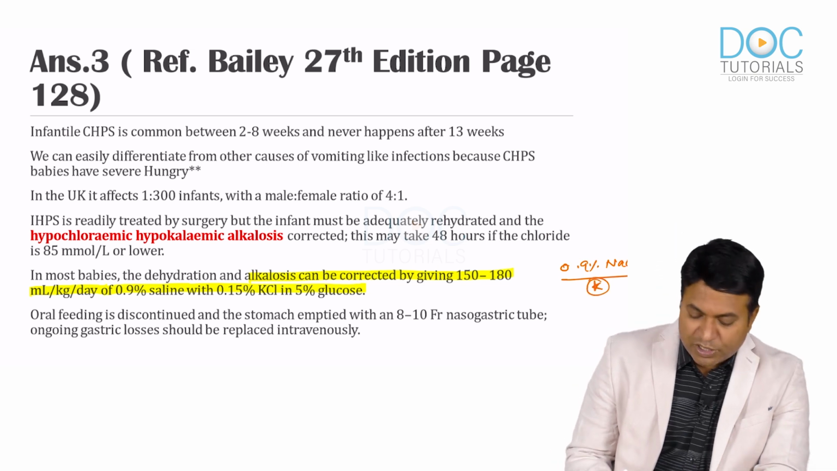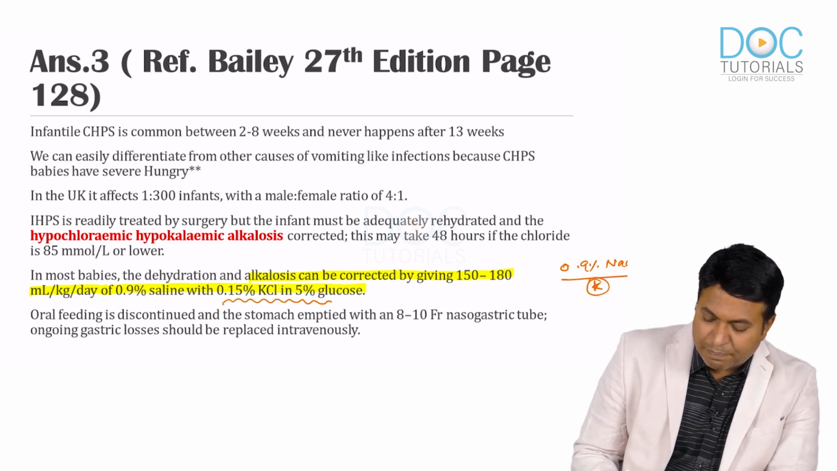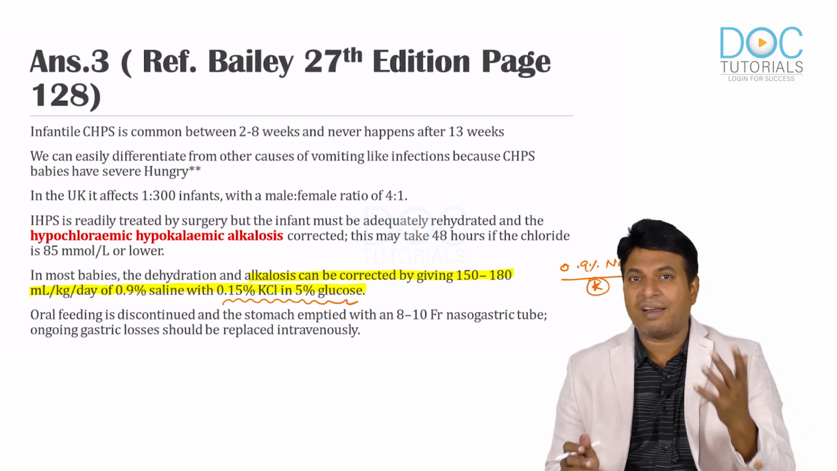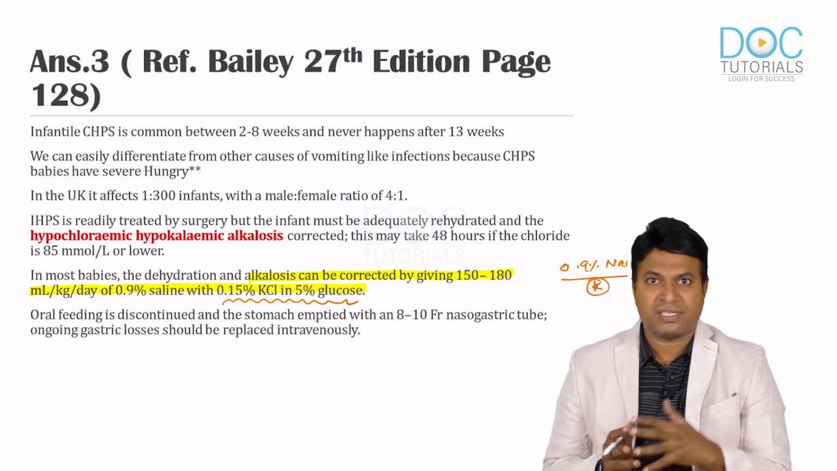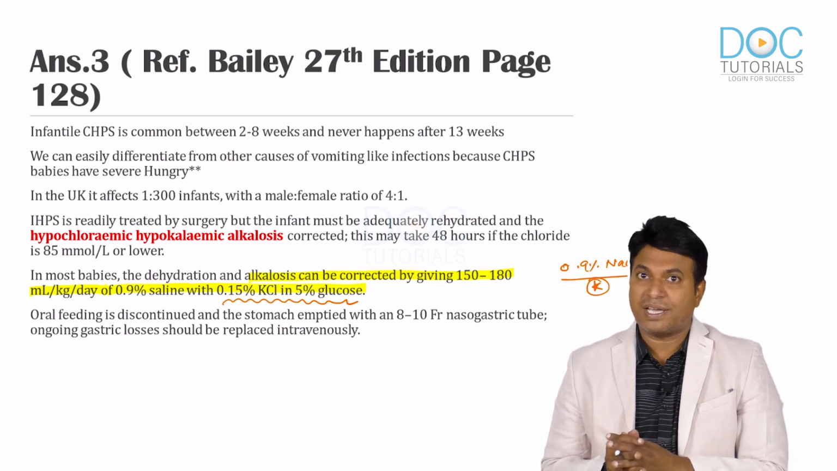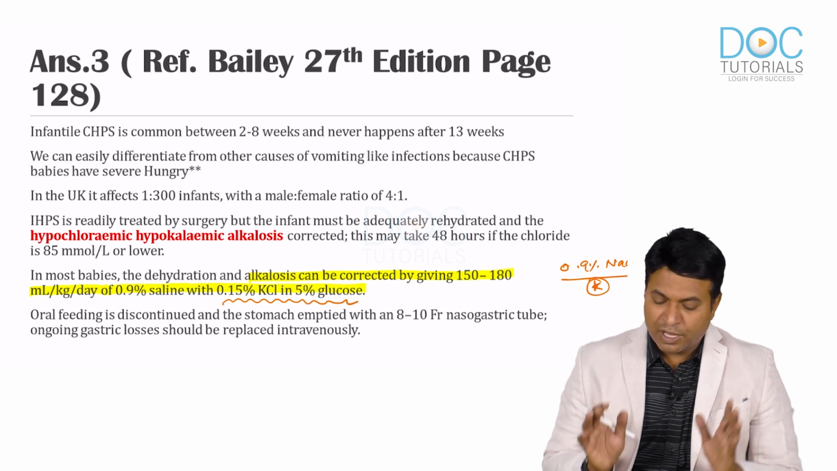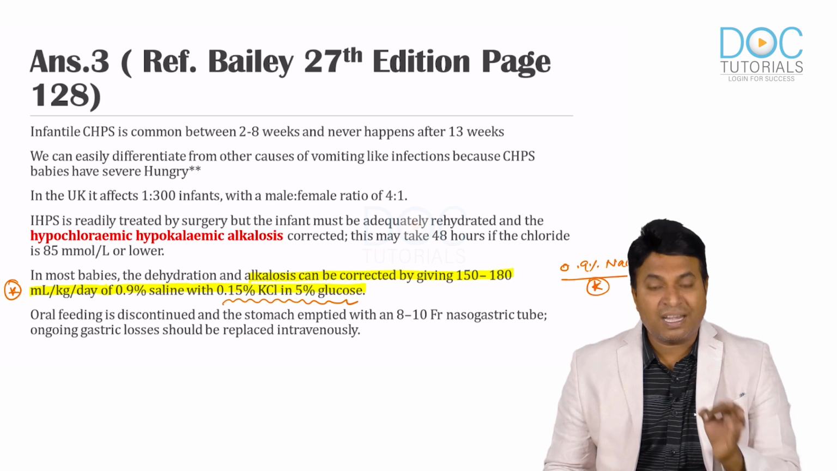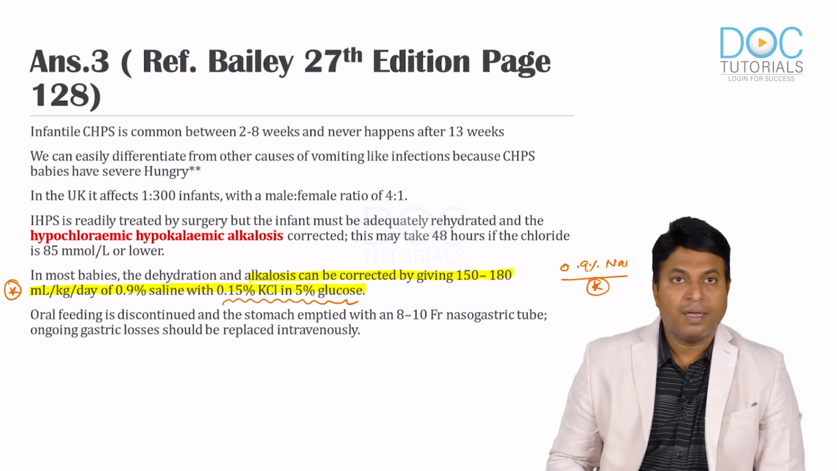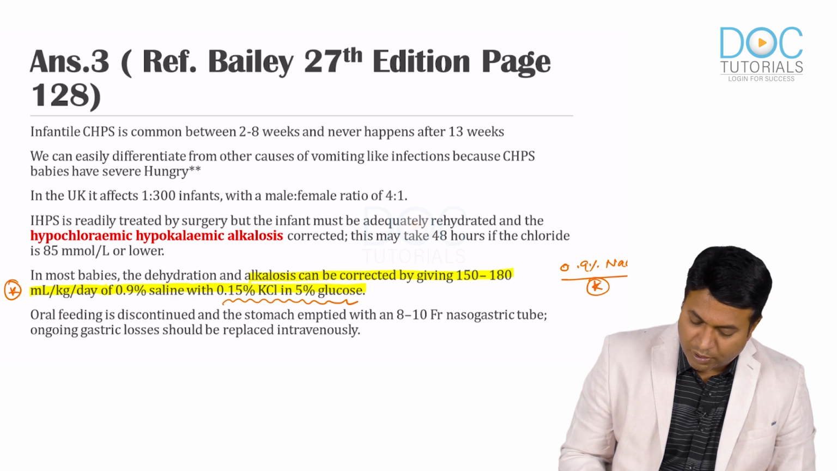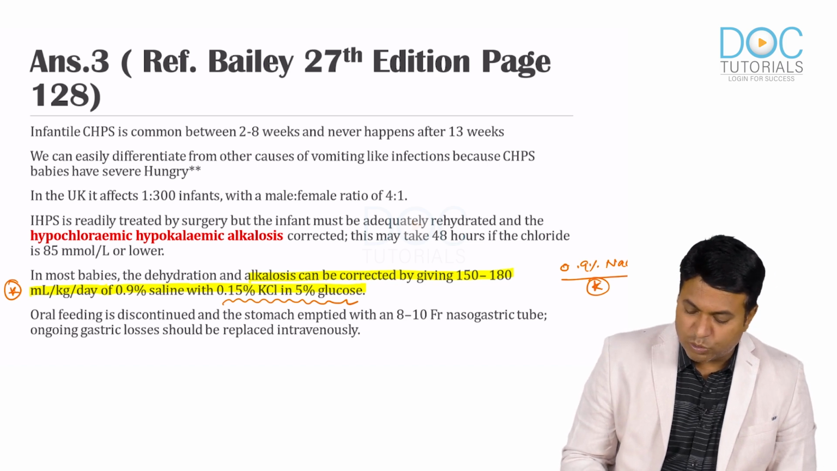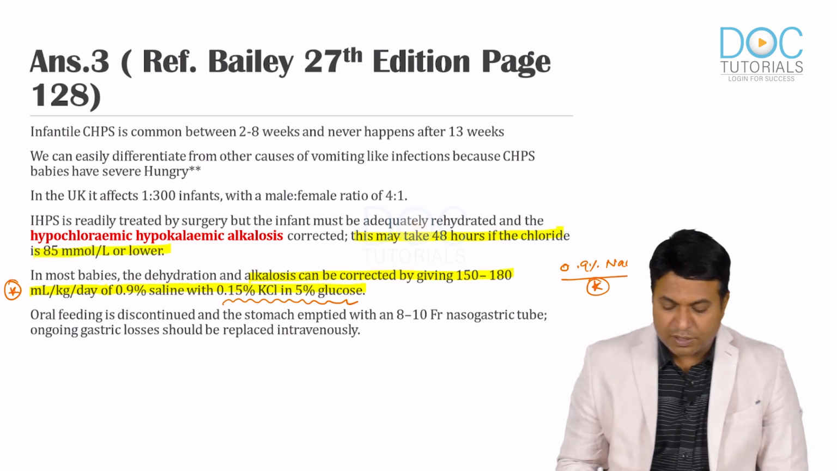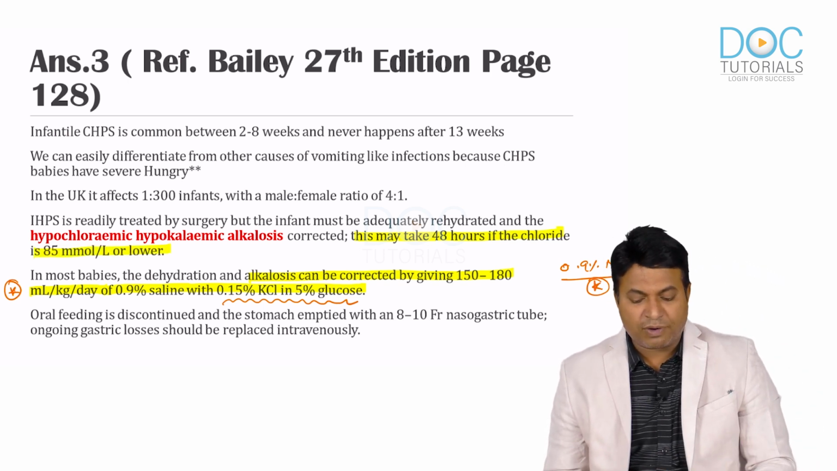For hypokalemia, we should supplement with KCl in 5% glucose. We should not give Ringer lactate. Ringer lactate can aggravate the alkalosis, with paradoxical renal aciduria happening. Such a thing can happen if you give Ringer lactate, so Ringer lactate should not be used. The fluid of choice is NaCl, 0.9% normal saline. Hypochloremic, hypokalemic alkalosis can be corrected, but this may take 48 hours if the chloride is 85 millimoles per liter or lower. This is directly from Bailey's law.